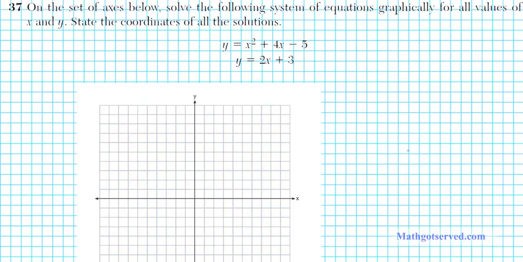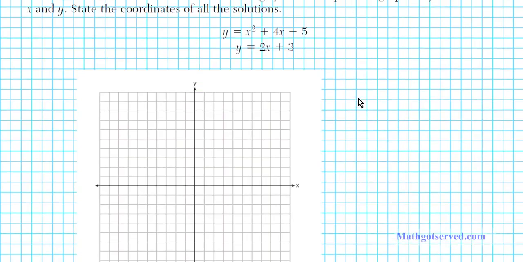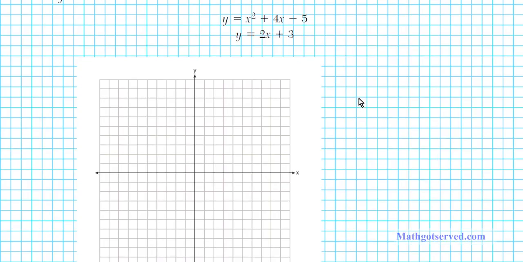Alright, let's take a look at problem 37. It says, on the set of axes below, solve the following system of equations graphically for all values of x and y and state the coordinates of all the solutions. So, what we have here is a parabola and a line, and of course there can be at most two intersections, one intersection or no intersection here. But if there are any intersections, those would be our solutions.